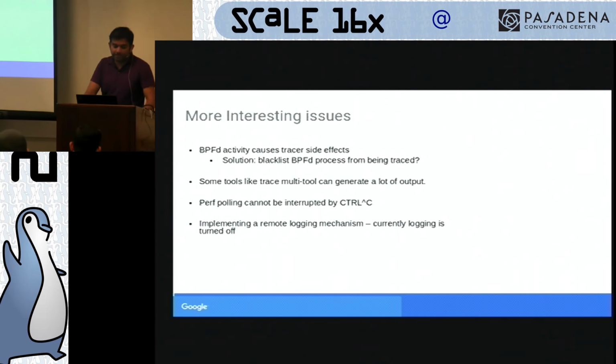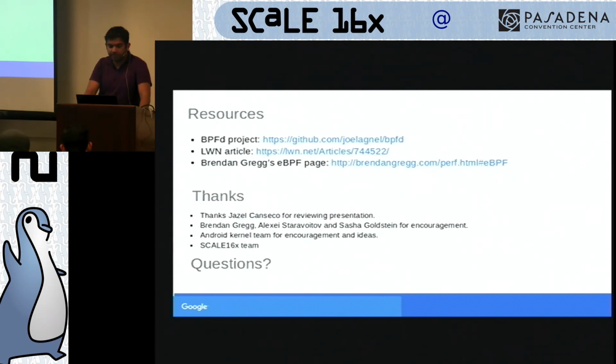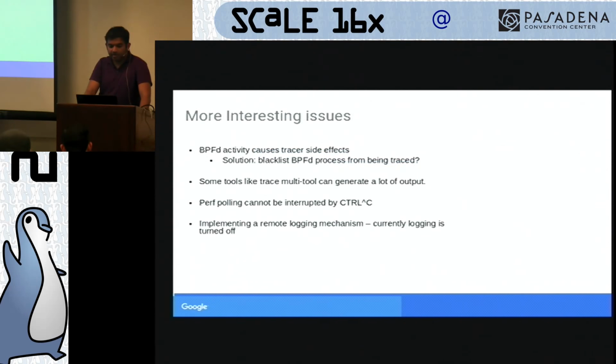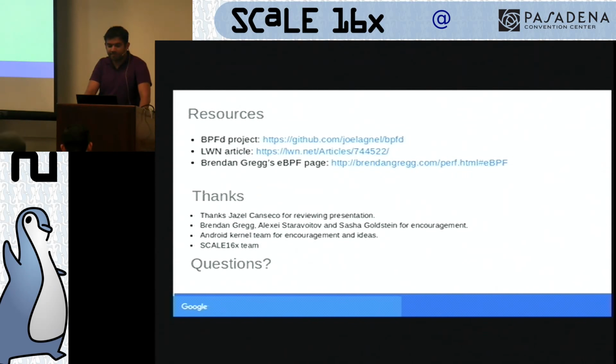Some tools can generate a lot of output, so we have to reduce the amount of data that is being sent somehow, maybe batch the data together, stuff like that. Perf polling is another issue that we're looking at. And also logging is not working. So there are a couple of interesting issues that it's not clear how we solve, but we have to solve them. So that's all I had.